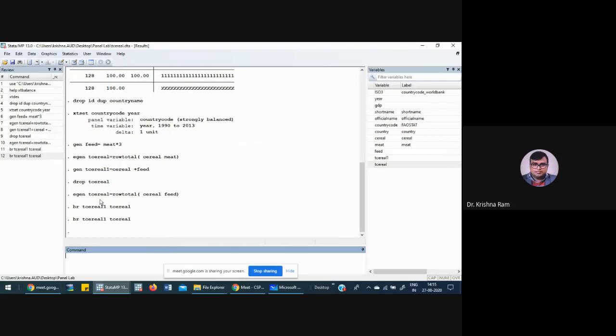And there are many more uses of egen. Suppose you want to create a median by cross-sectional ID, or you want a constant value or minimum value or maximum value. So there are many uses. As I told you, egen is the extension of the gen command. So just have a look at the data manual. From there, you will get more clarity on it. So I have used the row total command for generating total cereal consumption.